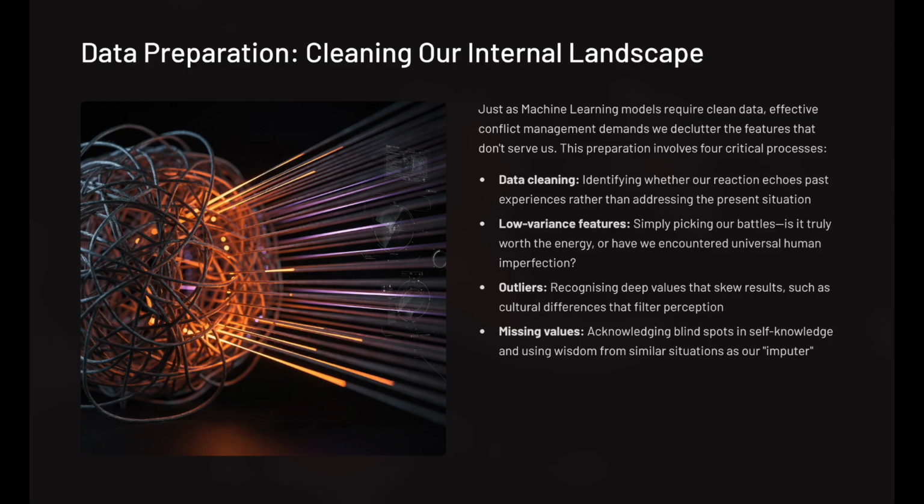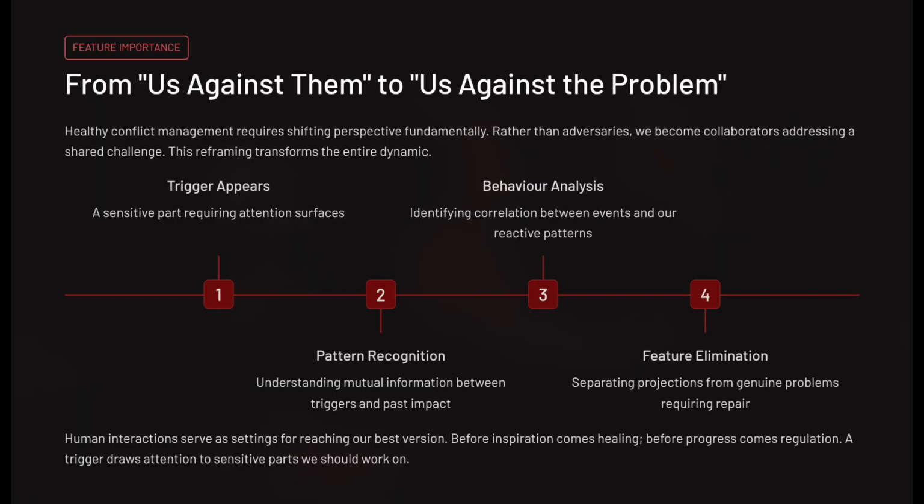Till then, just like an ML model uses imputers, we can decode a situation with the wisdom we acquired in similar situations. Feature importance. Healthy conflict management asks for shifting the perspective from us against them to both of us against the problem. Reaching consensus calls for identifying what truly matters, a journey captured in a machine learning model through feature importance. Human interactions are settings helping us reach our best version.